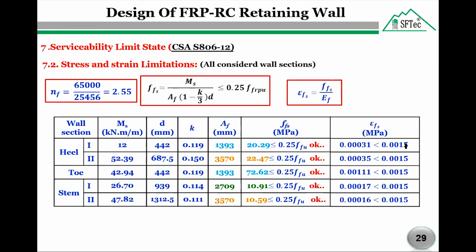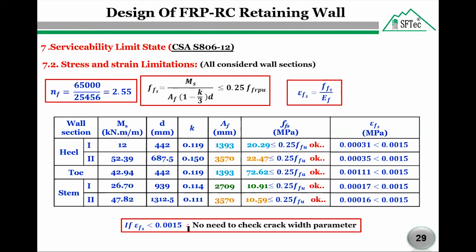The maximum strain in the used FRP bar can be calculated by dividing the maximum stress of the used FRP bar under full service load by the elastic modulus of the used FRP bar. And as we see here, all these values are less than 0.0015. So no need to check the crack width parameter.